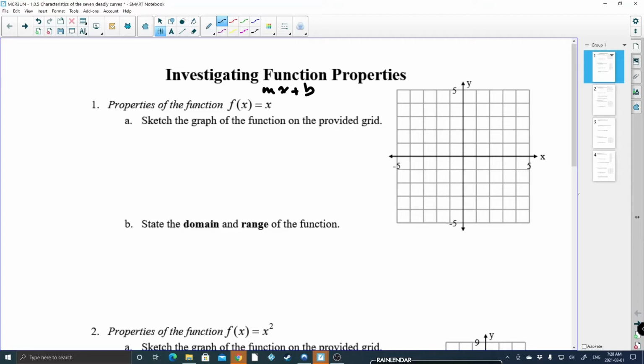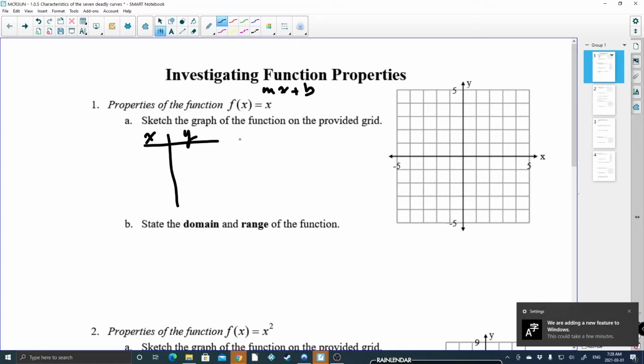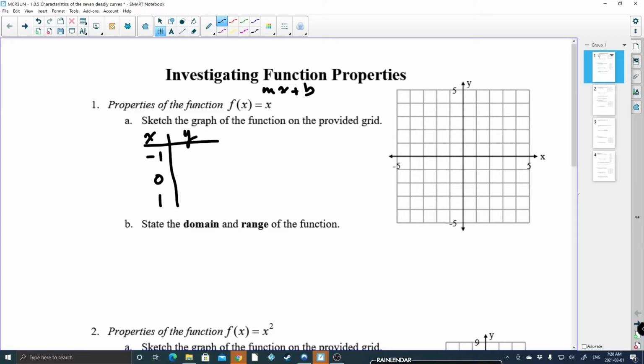But if we wanted to do it from a table of values, what would be the least amount of points that we would need to know exactly what this graph looks like and what its behavior would be? So I always like to use a negative number, 0, and then a positive number. So for my x values here, I'm going to use negative 1, 0, and 1.